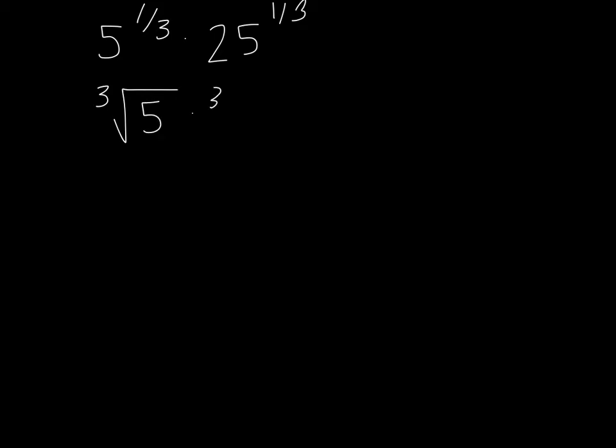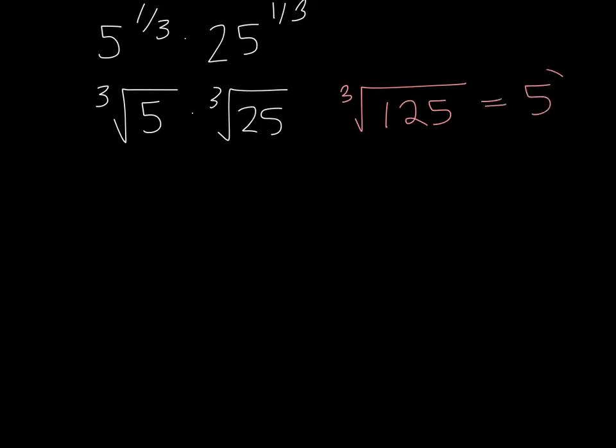What about 5 to the 1/3 times 25 to the 1/3? To make it more recognizable, I'm going to write it as the cube root of 5 times the cube root of 25. Since these both have the same index, I can multiply what's underneath and write the cube root of 125. So now I can just evaluate: the cube root of 125 is 5.